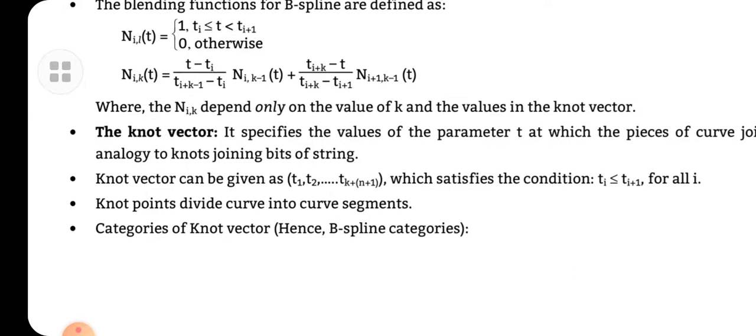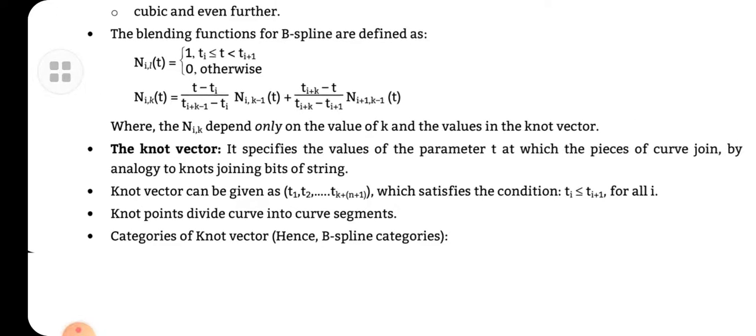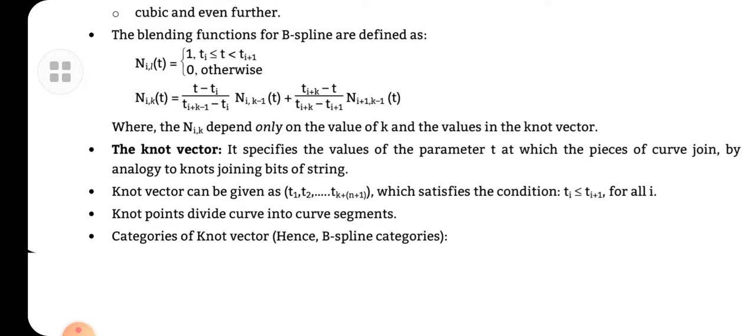It specifies the values of the parameter t at which the pieces of the curve join, by analogy to knots joining bits of string. A knot vector can be given as t1, t2, up to t n plus k, which specifies the condition that t i is less than or equal to t i plus 1 for all i. Knot points divide the curve into curve segments, and the categories of knot vectors are here.